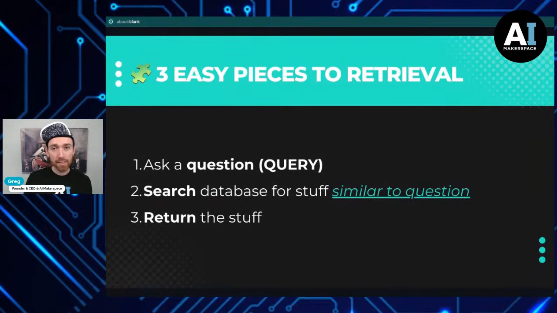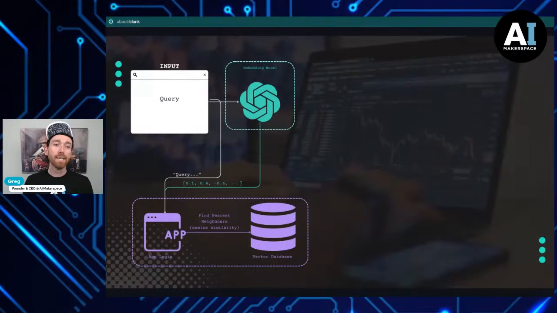So there are three easy pieces to retrieval. One is you ask a question, you provide a query, right? Then you search a database for stuff that's similar to the question, and then you return the stuff. Now, how does this work exactly? Well, it works by you have a query, you run it through an embedding model.